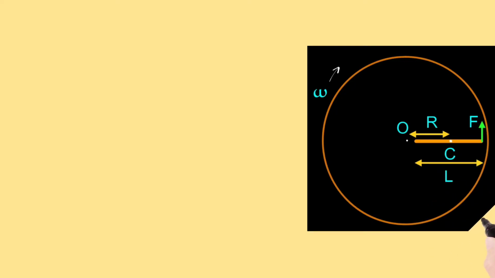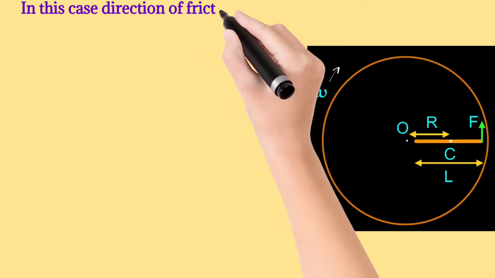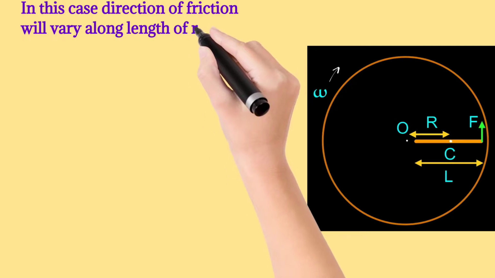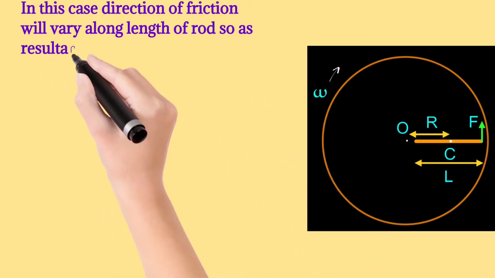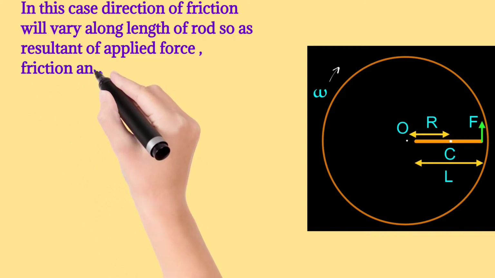Here I am taking clockwise rotation, and the rod is shown with center C and disc center O. On the rod, a horizontal force F perpendicular to the rod is applied at the right end. In this case, the direction of friction will vary along the length of the rod. I will tell how.